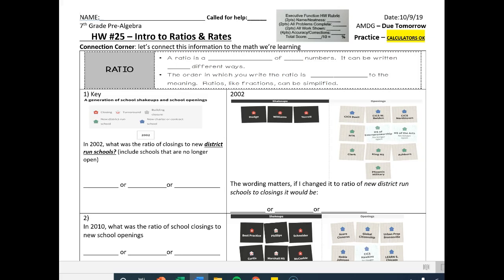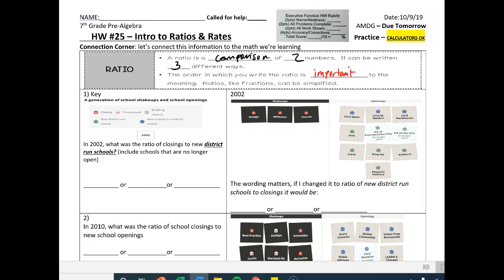Welcome to homework number 25, Intro to Ratios and Rates. A ratio is a comparison of two numbers, and it can be written in three ways. I will show you exactly what I mean in a bit. And the order in which you write the ratio is extremely important. The wording matters. So let's take a look at this when it comes to CPS school closings.